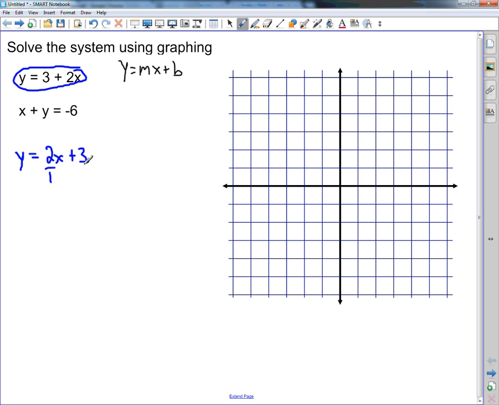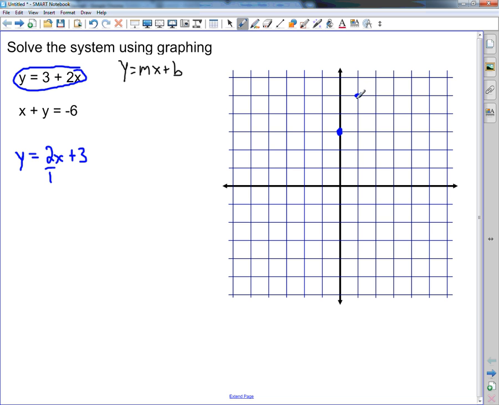Remember, the b is our y-intercept, so that tells us where to start on the y-axis. So I'm going to go up 3. So 1, 2, 3. That's my first point. To find the second point, we use the slope, and the slope of my problem is 2 over 1. So that means rise 2, okay, that's positive, and right 1.